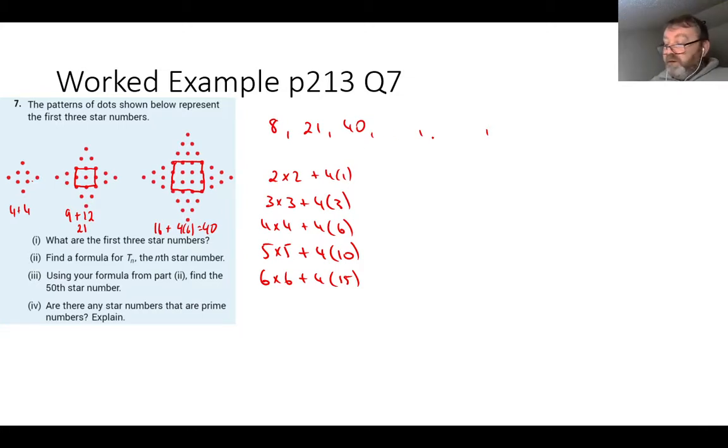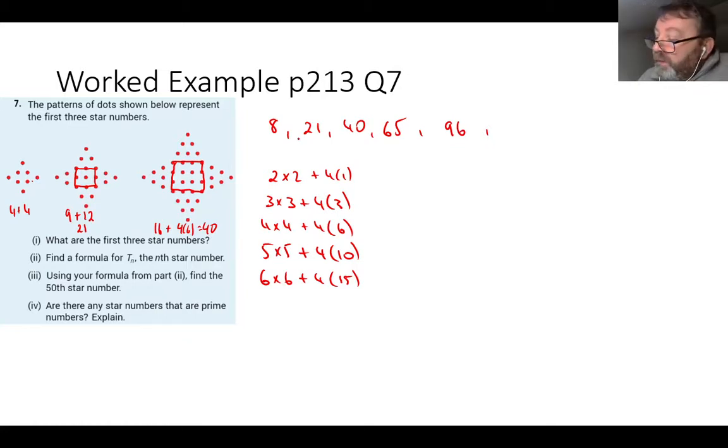So let's do 5 5s. So that's going to be 25. And 25 and 40 is 65. Next one, 6 6s are 36. And 36 and 60 is 96. So now I've got 5 terms of this sequence.